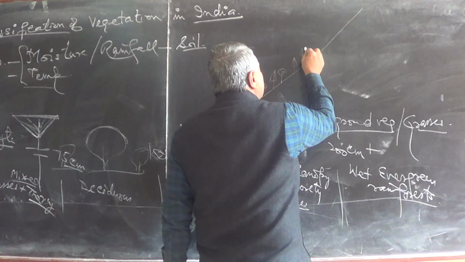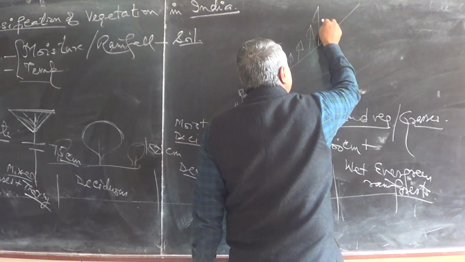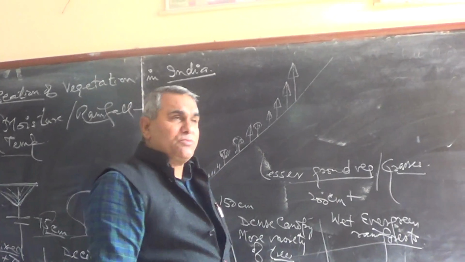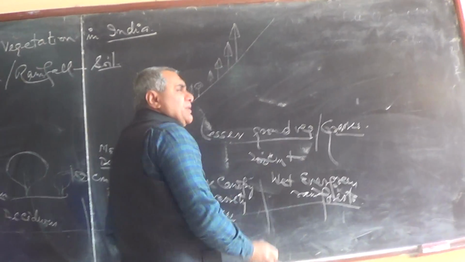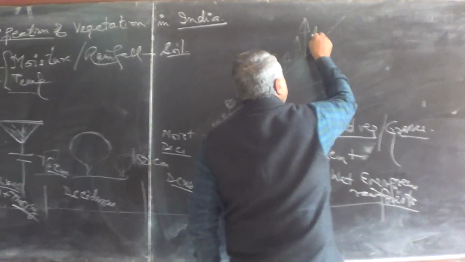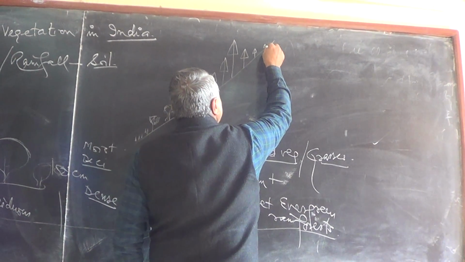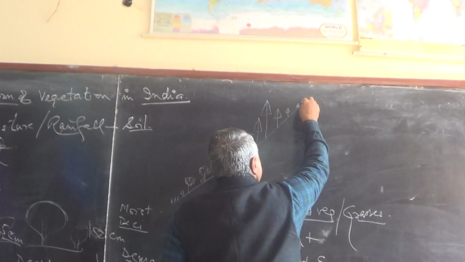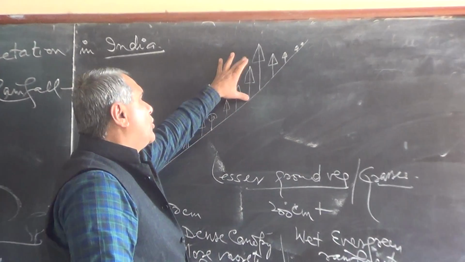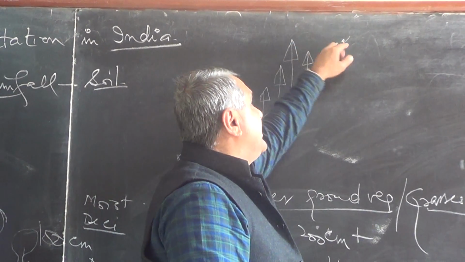Then the height of the conifers increases up to a certain limit, but beyond this the temperature becomes very cold and adverse. So this is the most suitable temperature for the growth of the trees. Beyond this limit, the height of the trees decreases, and at a certain limit the trees are short. After a certain limit, the temperature becomes more adverse and the height of the trees decreases.